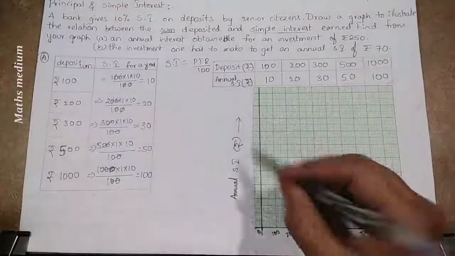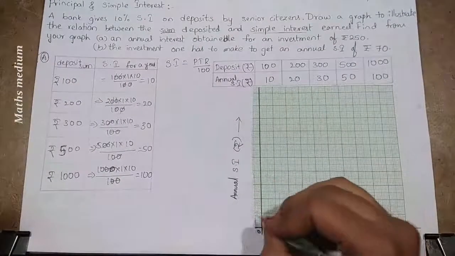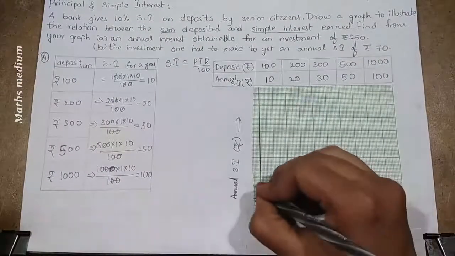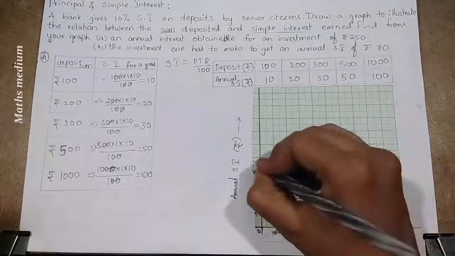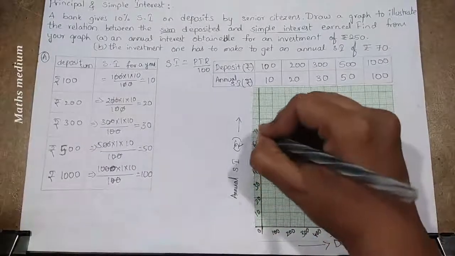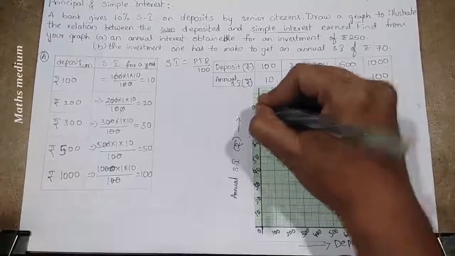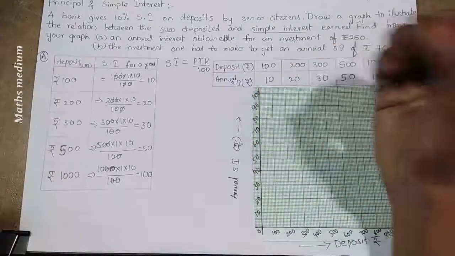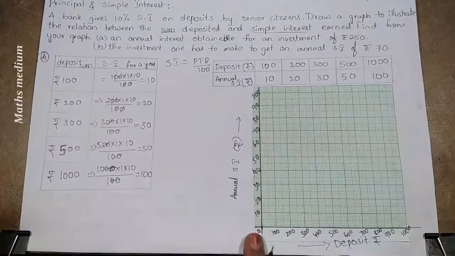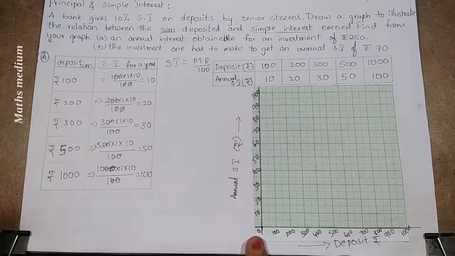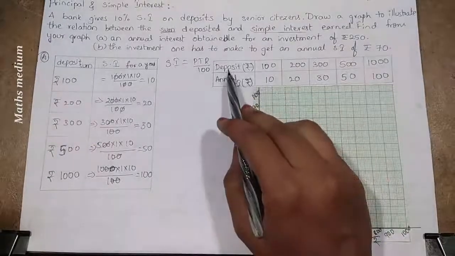Next one, this is annual SI. Here also I am taking 10, 20, 30, 40, 50, 60, 70, 80, 90, 100. So this is completed about taking the units. Next we have to draw the graph.